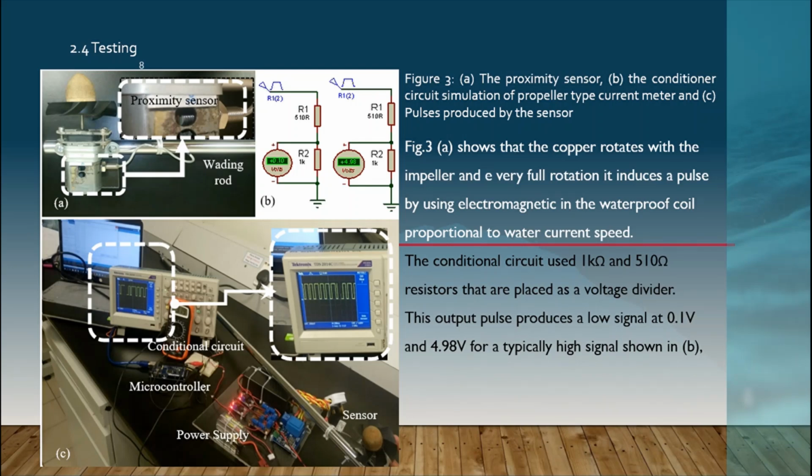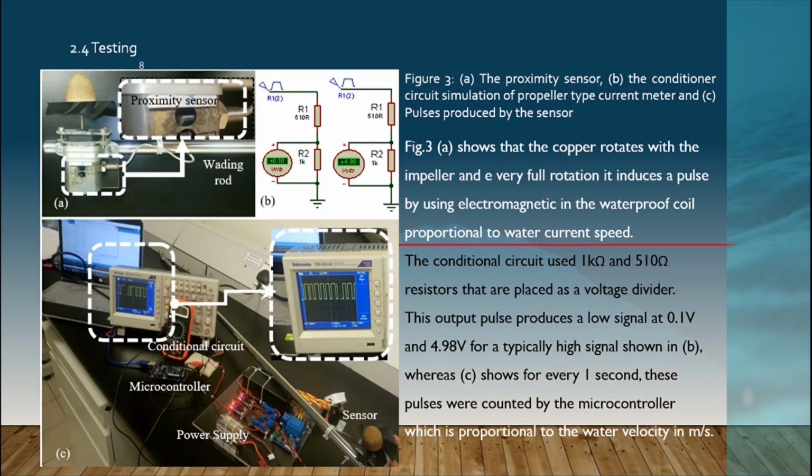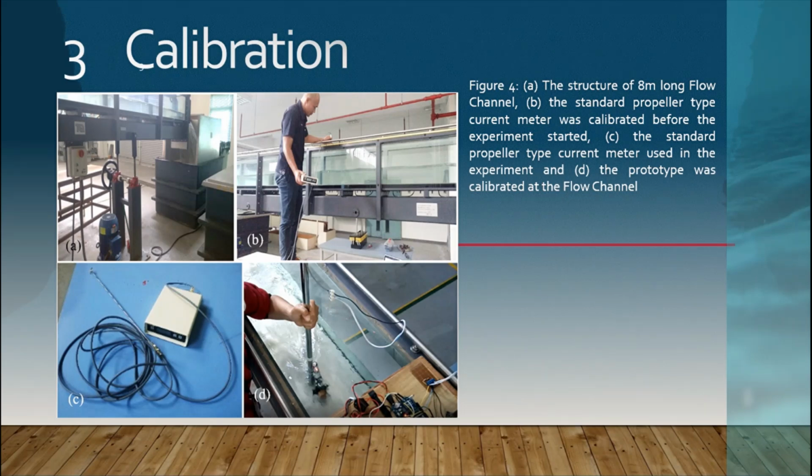The conditioning circuit uses a 1 k ohm and a 510 ohm resistor as a voltage divider. This output pulse produces a low signal at 0.1 volt and 4.98 volt for a typically high signal, shown in B. Whereas for C, for every 1 second, these pulses are counted by the microcontroller, which is proportional to the water velocity in meters per second.